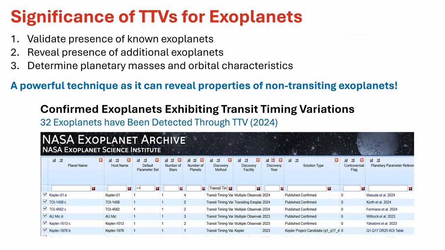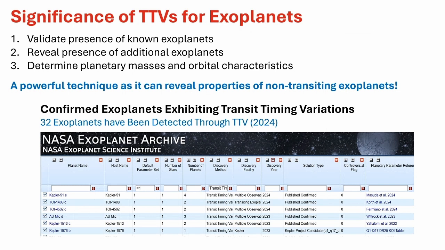So, what is the significance of measuring transit timing variations? Well, there are three main points. First, you can validate the presence of known exoplanets, as we saw right before with Kepler-9b and c. Simply by looking at their transit timing variation plots, you will definitely notice that there has to be another planet.